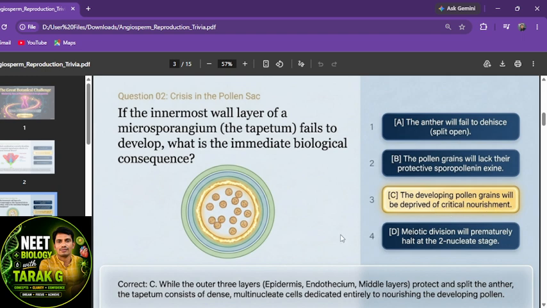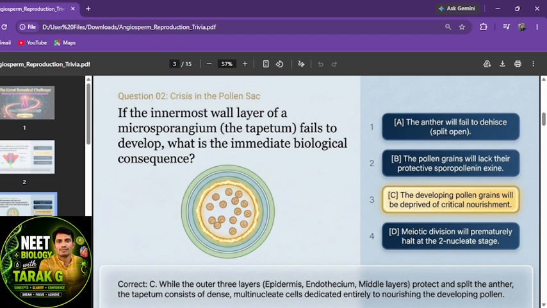They lack nourishment. The explanation: the microsporangium has three outer layers, the epidermis, endothecium and middle layers. These help the anther to split. The tapetum consists of dense multinucleate cells. This is a very important layer. What is the nature? Multinucleate cells dedicated to the nourishment of the developing pollen. Now pollen has to be developed, so the tapetum is very essential.